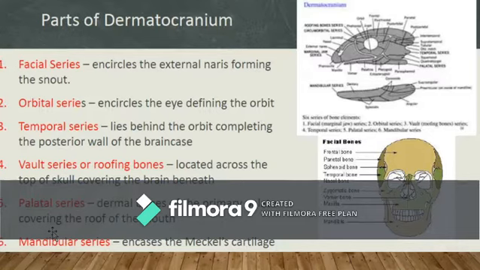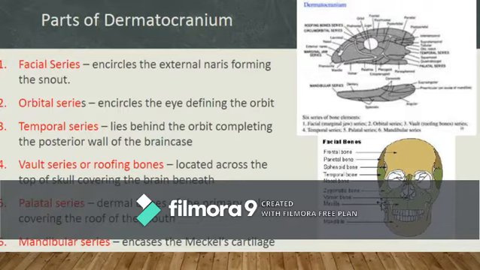In fishes, we have the unpaired medial bone, the parasphenoid, also present. Next, we have the mandibular series, which encases Meckel's cartilage. This includes the tooth-bearing dentary and the splenial on the walls of your lower mandible, and the angular, the posterior corner of the mandible.